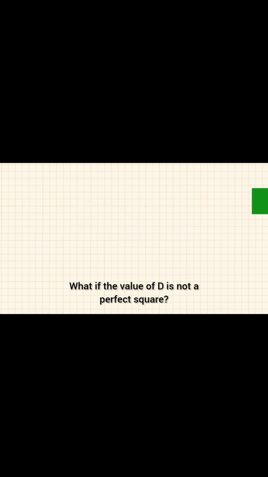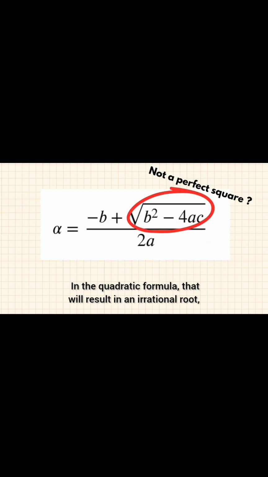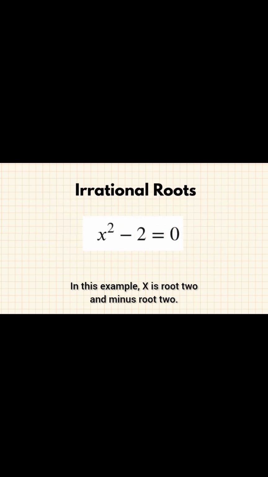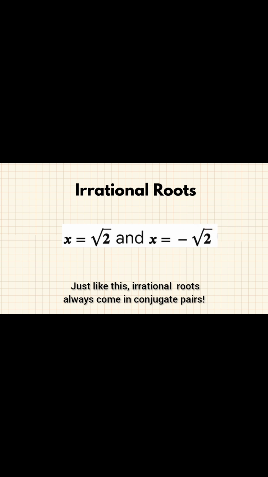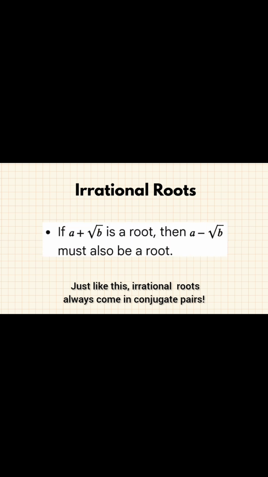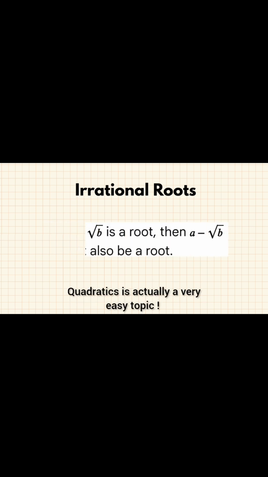What if the value of d is not a perfect square? In the quadratic formula, that will result in an irrational root. In this example, x is √2 and -√2. Just like this, irrational roots always come in conjugate pairs. Quadratics is actually a very easy topic.